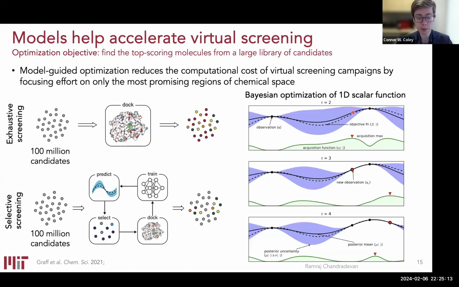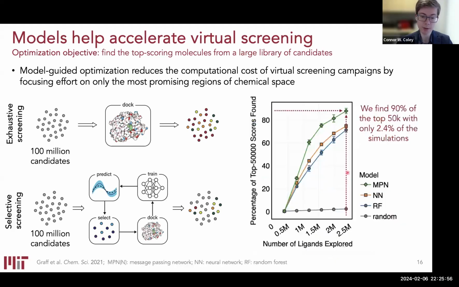In the classic 1D case, we evaluate the landscape, where maybe we have some model with this black line and some uncertainty in the shaded region, and we define an acquisition function, which tells us, based on our model prediction and uncertainty, the most promising location to acquire a new observation. The scalar view on the right indicates that classic case. All that changes when we're talking about chemical space is that we don't have a continuous line that we're choosing from. We have a big list of candidates, but we can still use the same notion of acquisition function to select the most promising regions of chemical space.